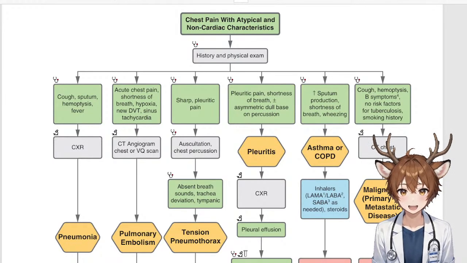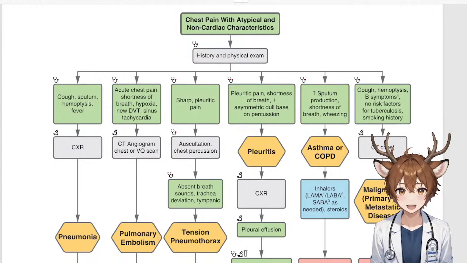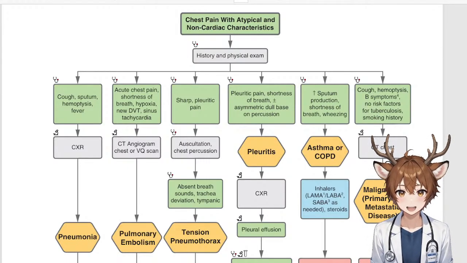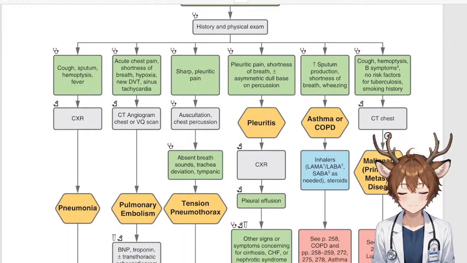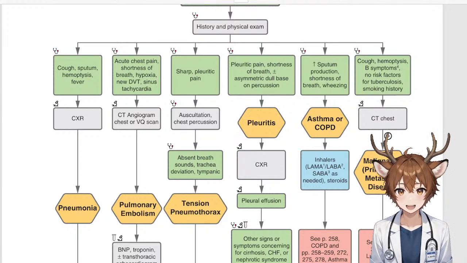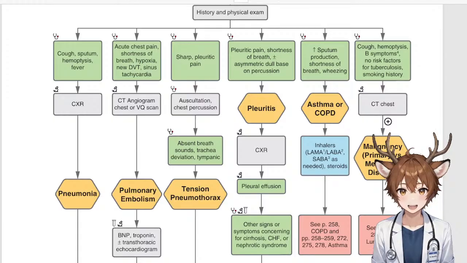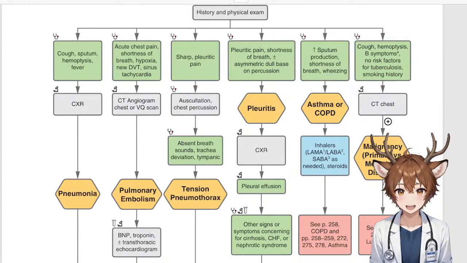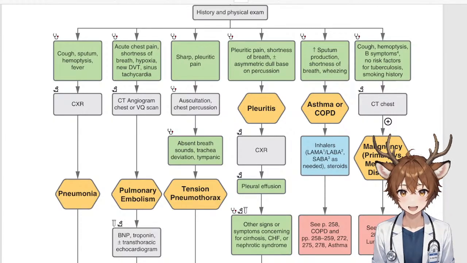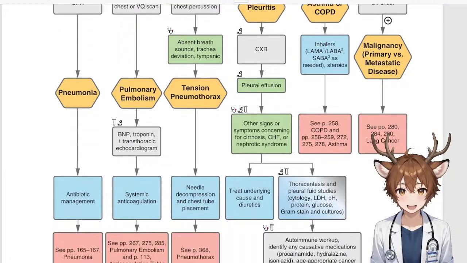no risk factors for TB, smoking history. What do we think? Do a CT scan of the chest. If that's positive, we're looking for malignancy, primary versus metastatic disease. So you see pages 258, 280, 284, and 290. Think about lung cancer. This is lung cancer. This is what we're considering.